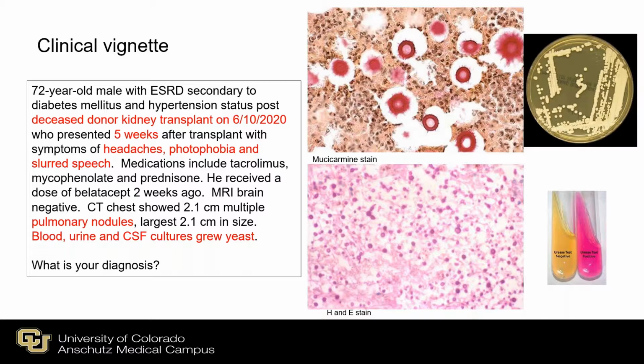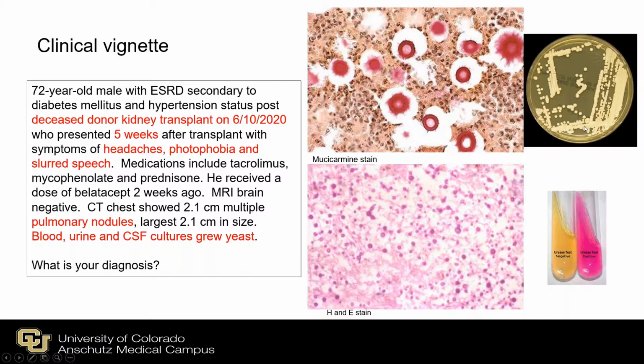Here's the interesting part. Blood, urine, and CSF cultures all grew this yeast. What is your diagnosis? So what I'm going to show you here is a hematoxylin and eosin stain, which shows multiple yeast. They are all round, different sizes, and you can see narrow-based budding happening. And over here, this is a mucicarmine stain, which stains any mucopolysaccharide capsule dark pink to red. And you can see that this yeast has a thick capsule around it.